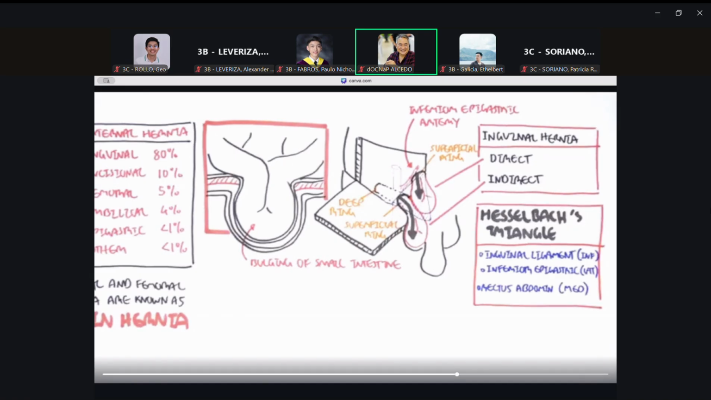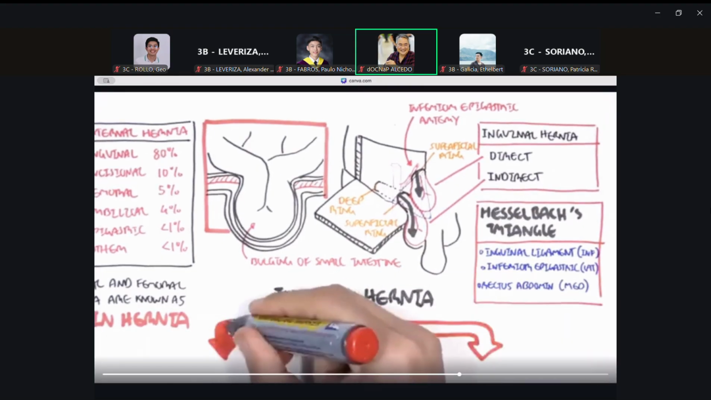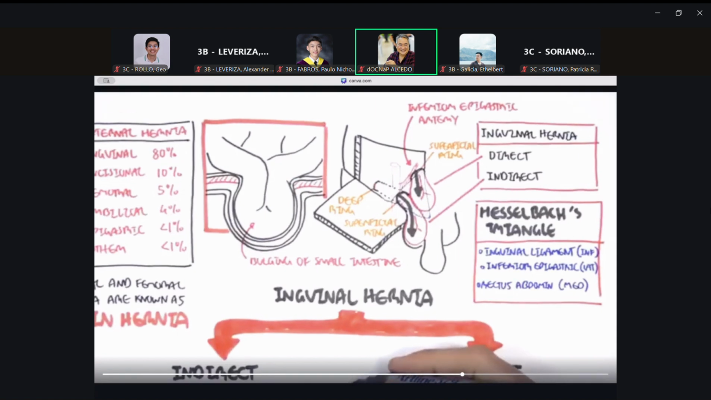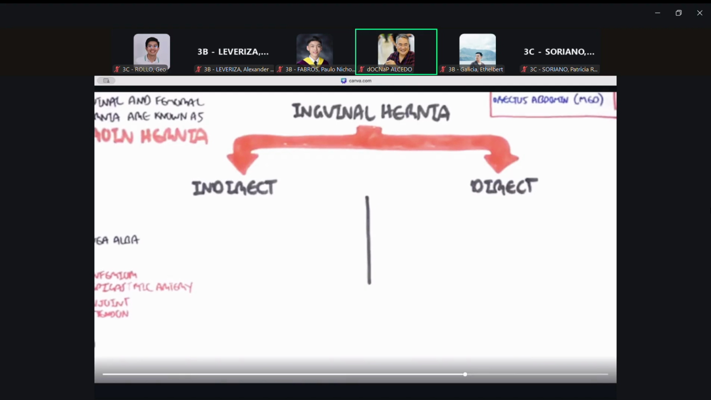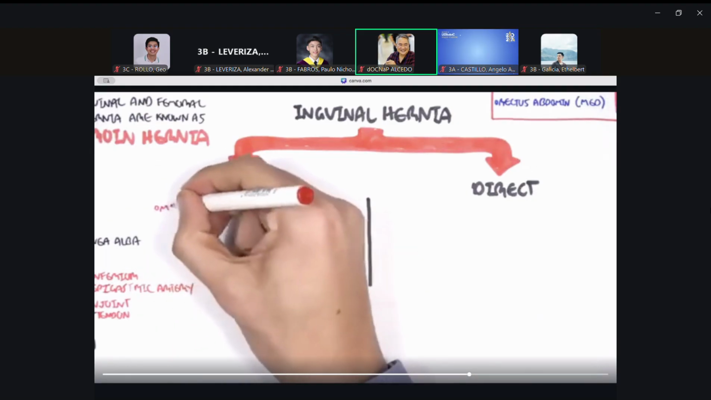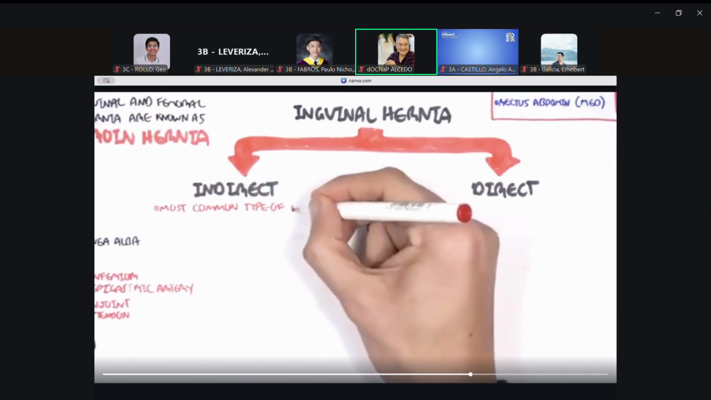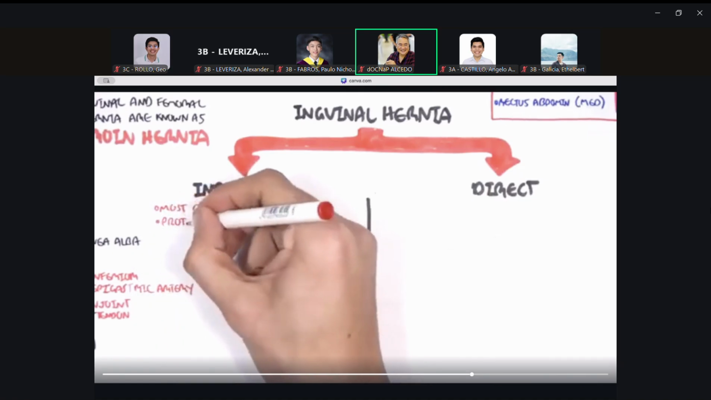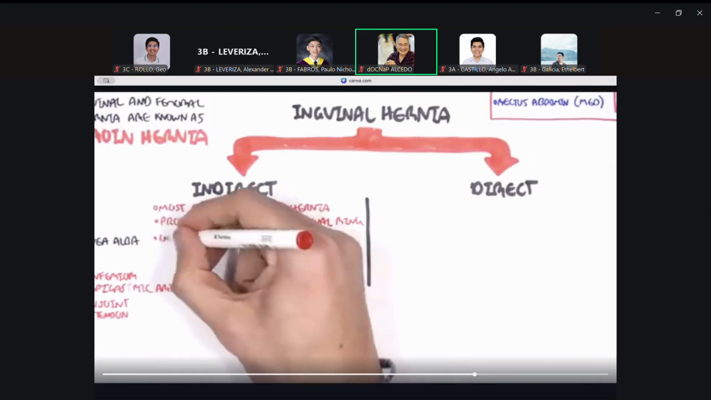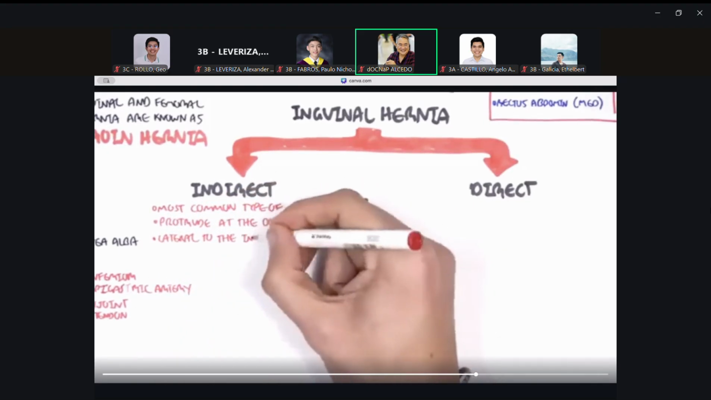So let's look at these two types of inguinal hernias in a bit more detail. So again, you have two types of inguinal hernias. You have the indirect inguinal hernia, and you have the direct inguinal hernia. So let's begin by talking about the indirect inguinal hernia. Indirect inguinal hernia is the most common type of hernia. It's where the intestines protrude at the deep inguinal ring, and it's lateral to the inferior epigastric artery. So it starts laterally.